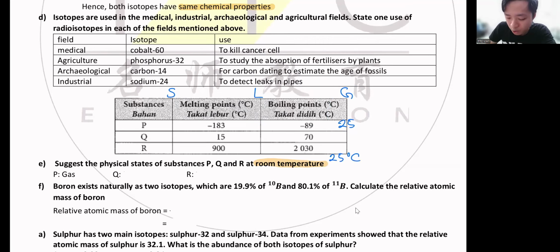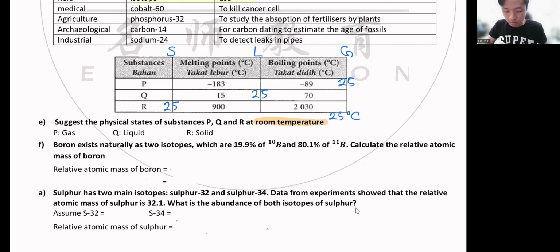Then if it is Q, the number 25 is between 15 and 70, so the physical state is liquid. Then R: 25 is smaller than 900, so it's solid.